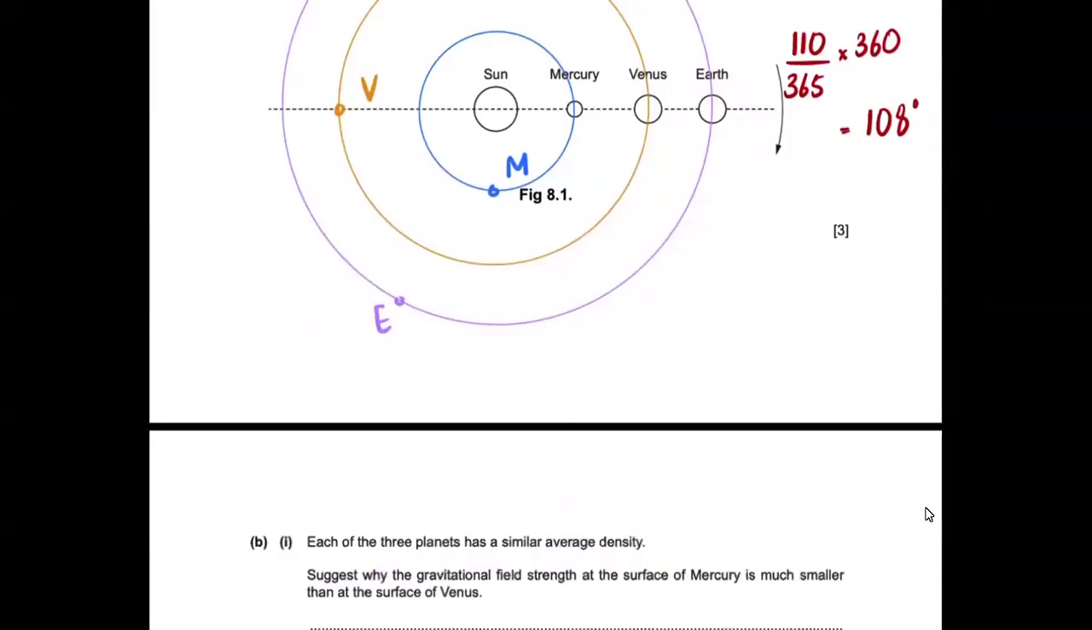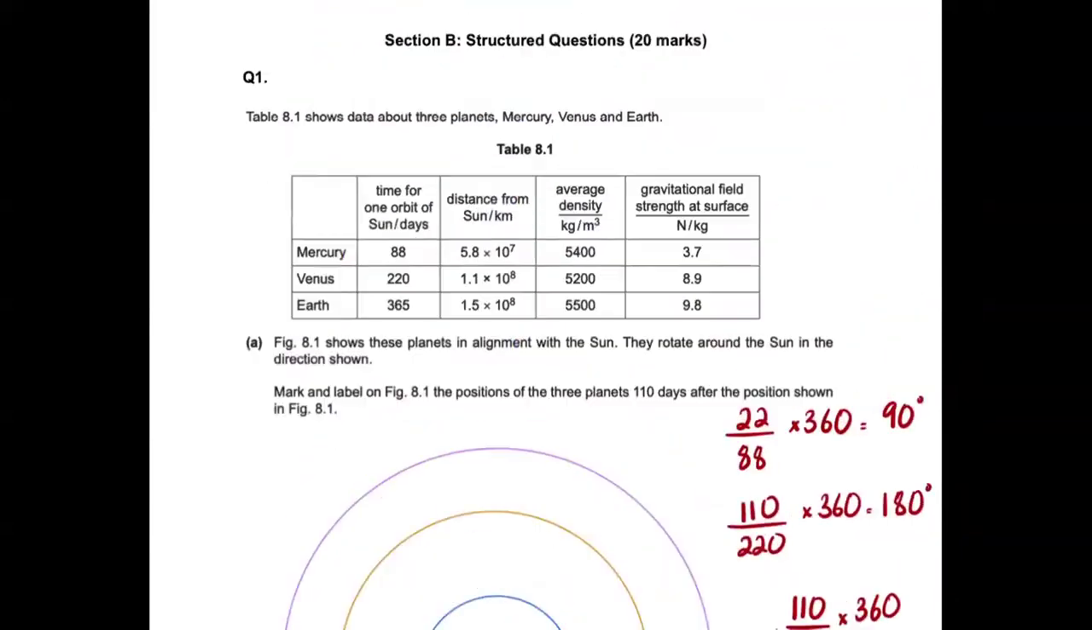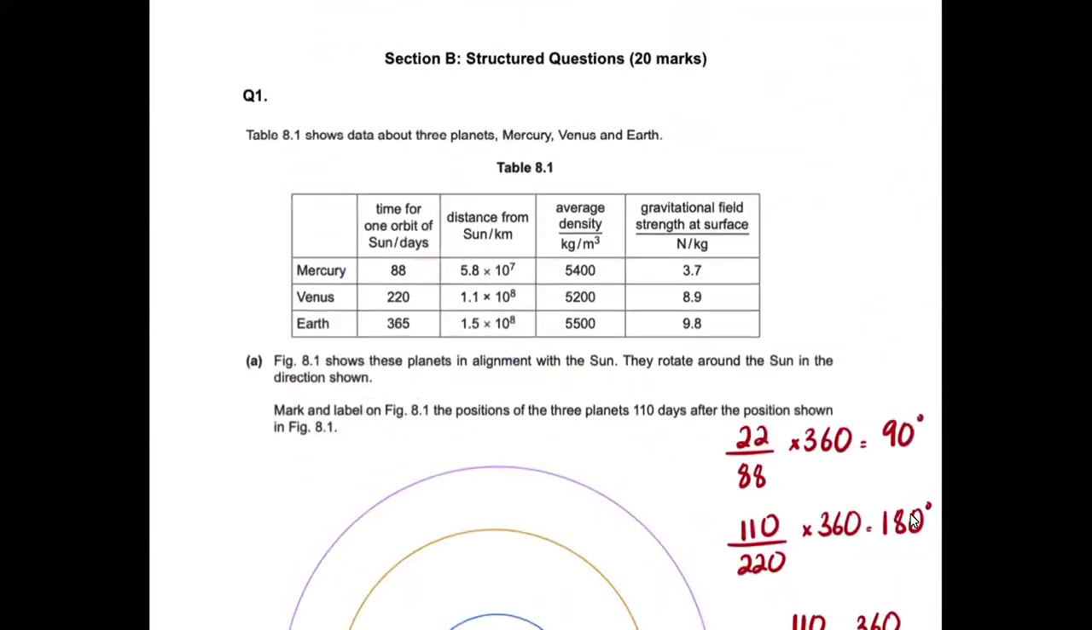All right. Each of these planets has a similar average density. Suggest why the gravitational field strength at the surface of Mercury is much smaller than at the surface of Venus. All right, so this is shown in this table here, that all of these have a more or less average density that's almost equal: 5400, 5200, 5500. So why is the gravitational field strength so different for all of these?